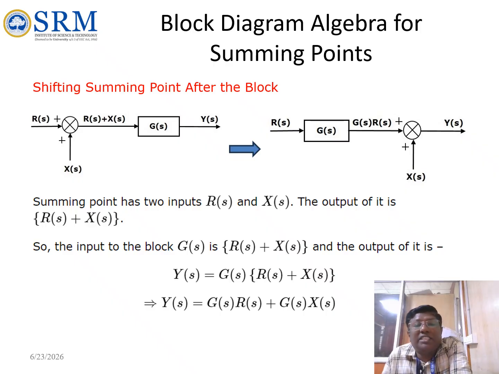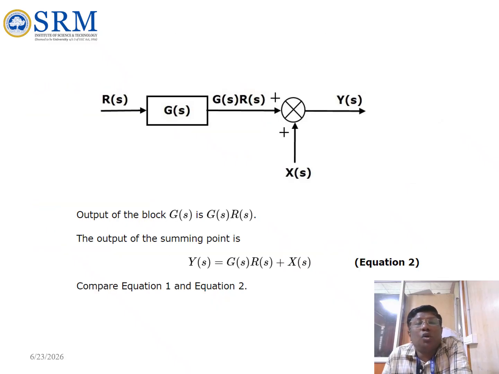The input block X(s) is given as R(s) into X(s) into G(s). So if you are multiplying it, we will be getting this one. So Y(s) equal to G(s). Rearranging it, G(s) into R(s) into G(s) into X(s). Rearranging this, you will be getting the output block G(s) into R(s), and by summing up both, this one, G(s) into R(s) into X(s), you will be getting Y(s).